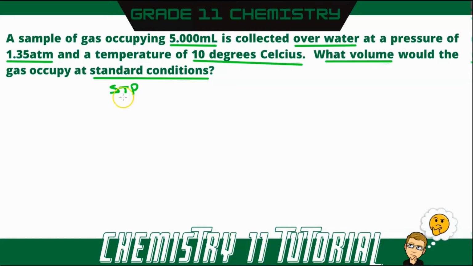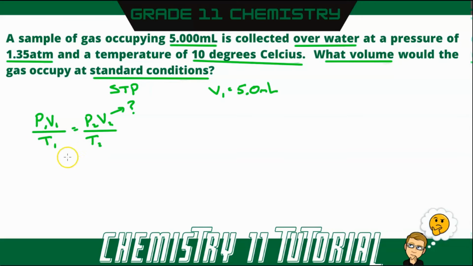1 atmosphere. Now if we look at the combined gas law, that's P1V1 over T1 equals P2V2 over T2. Alright, so volume we're pretty much good with. Volume 2 is what we're solving for. And volume 1 we already know is 5 milliliters.